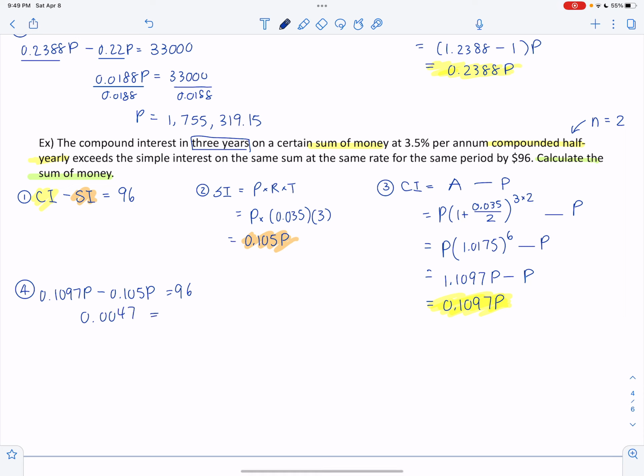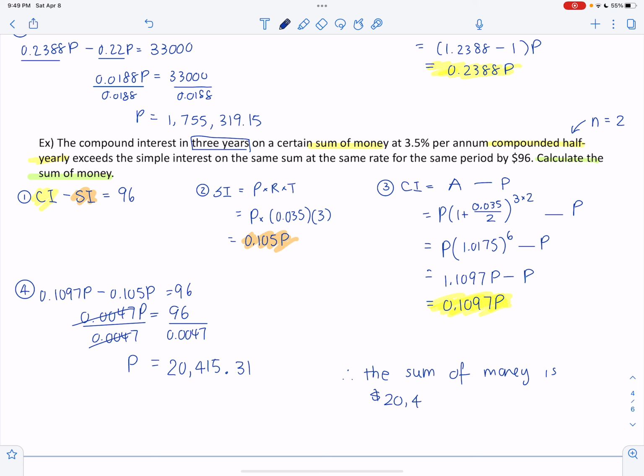0.0047P equals 96. Solving for P, divide both sides by that nasty decimal number. Cancel, and the principal is $20,415.31. So therefore, the sum of money is $20,415.31.